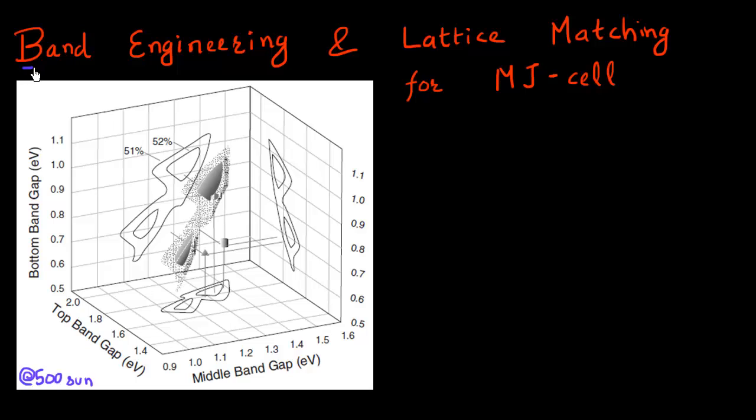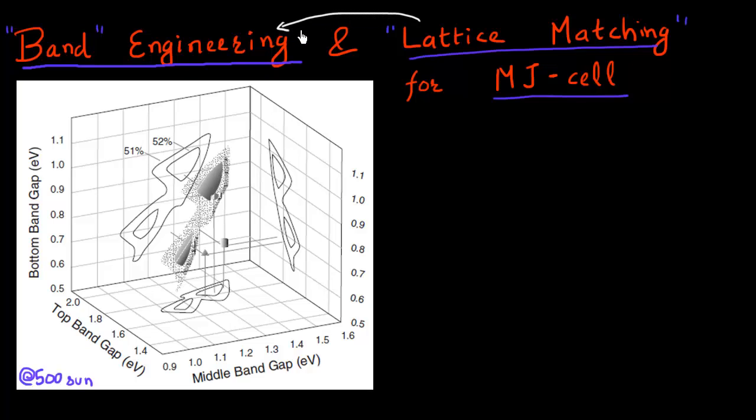In this video, I want to talk about band engineering, which is needed for making these multi-junction solar cells, where I grow these different materials with different band gaps on top of each other. And then I'll talk about the condition of lattice matching, which is required when these different materials are grown on top of each other. And we'll see how this requirement of lattice matching ties my hand, it restricts me in the amount of band engineering I can do.